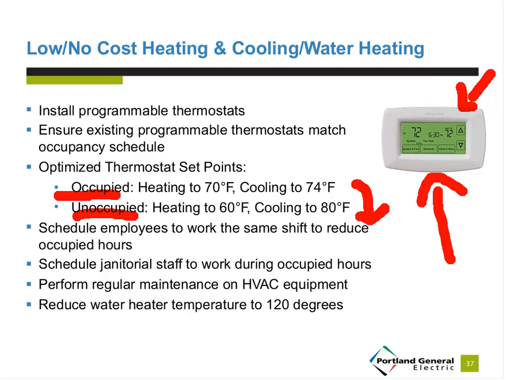Think about scheduling. Think about the employees that are on those swing shifts, or if you're not hourly, if you're salary, maybe asking some of your employees to work at the same time. If they're all in the same building at the same time, you're going to save energy rather than having someone there at 6 in the morning and at midnight. So that makes sense. You can even do that with the janitors. You can have them come in during occupied hours to save energy.